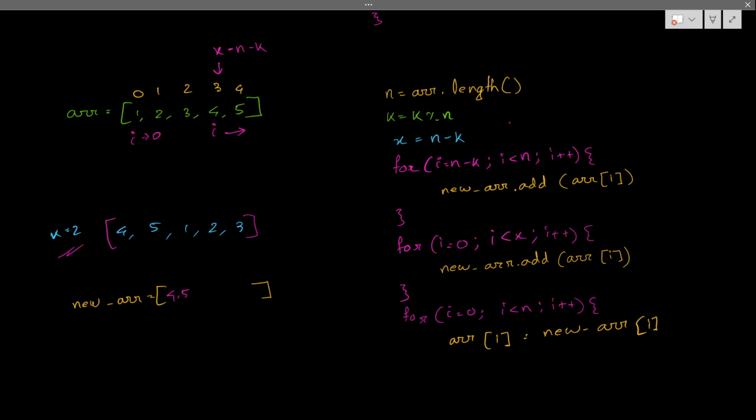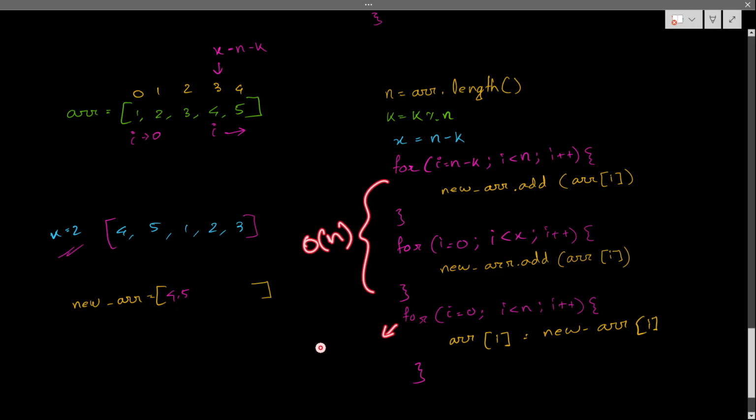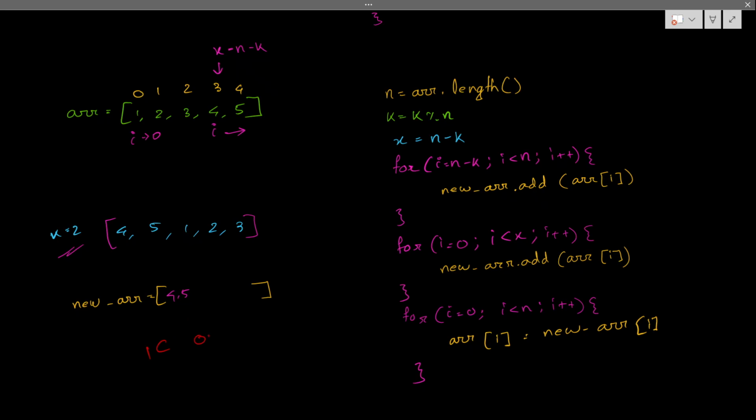As usual, the time complexity for both these two loops combined is big O of n, and for this one it is big O of n. So time complexity is big O of n. Space complexity is what? I'm taking extra space, so it is also big O of n. After this, the 4 5 comes here, then 1 2 3 will come in this space.